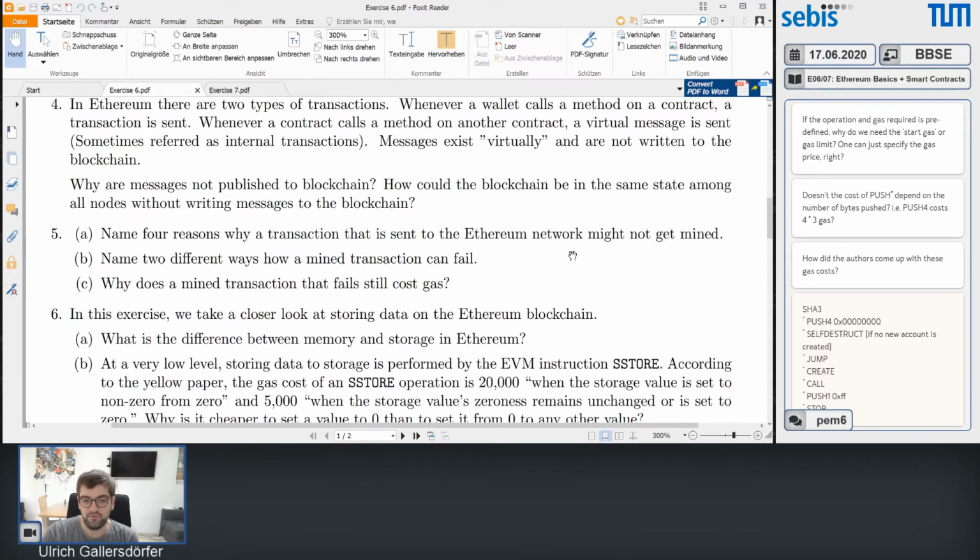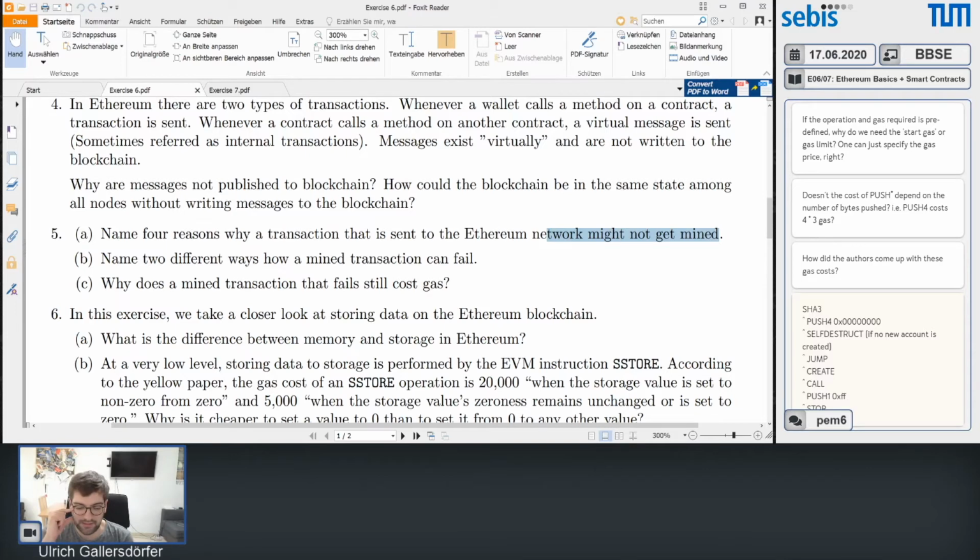Question number 5. Name 4 reasons why a transaction that is sent to the Ethereum network might not get mined. Very good question, because we already had one example. Obviously the gas price could be too low. Also, we could have a wrong signature. As in Bitcoin, a transaction gets rejected because of a wrong signature provided.